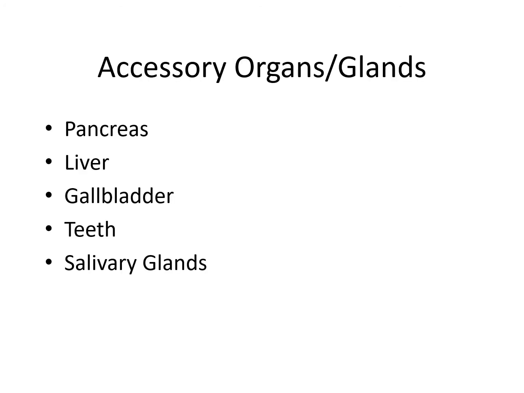The accessory digestive organs are ones through which food does not directly travel. That includes the pancreas, liver, gallbladder, teeth, and salivary glands. Now, we've already covered teeth and salivary glands, so I'm going to check them off of our list. They were covered back under the mouth and esophagus video, so if you'd like to review them, head back to that video. Right now, we're going to focus instead on the pancreas, liver, and gallbladder as accessory digestive organs.